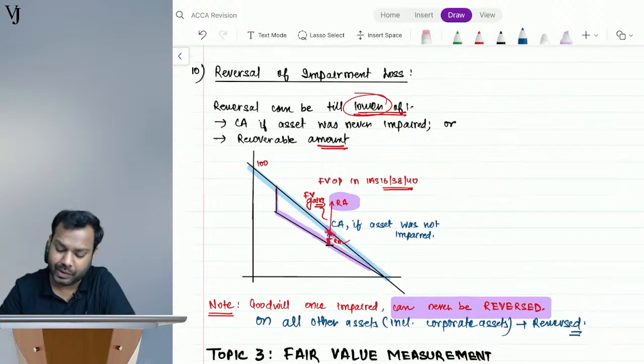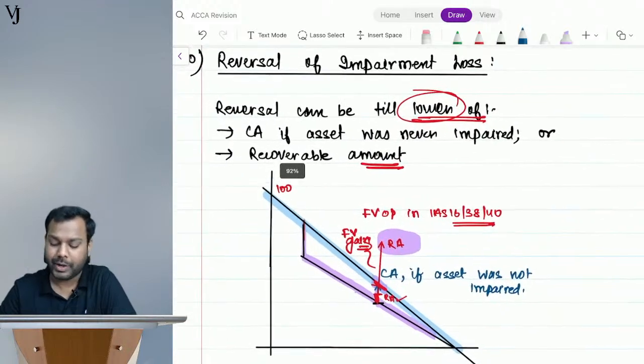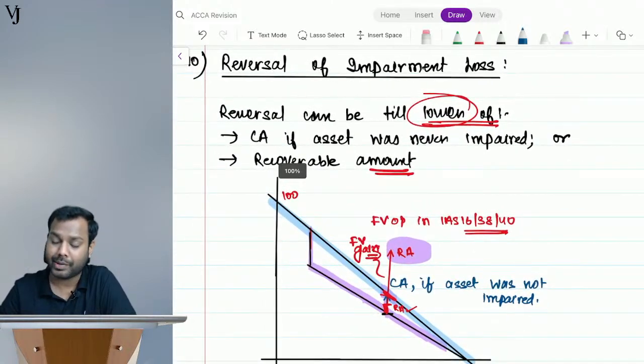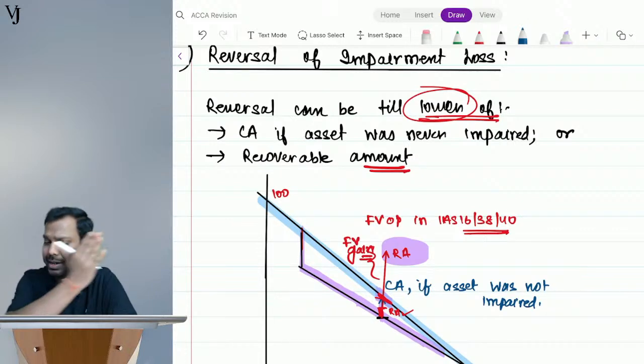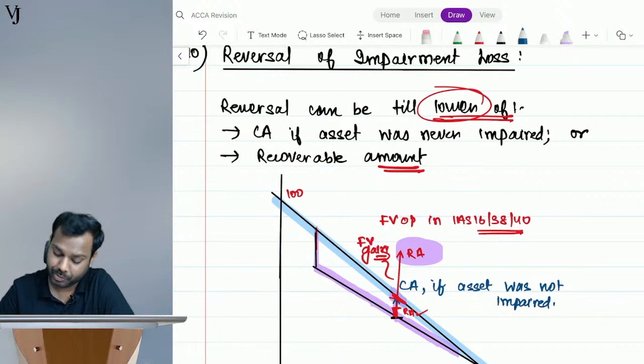Logic is this itself. This is how you reverse the impairment loss that you create for IFRS 5, that is non-current assets held for sale. This is the way which you create. But it is covered as part of that standard, not here.